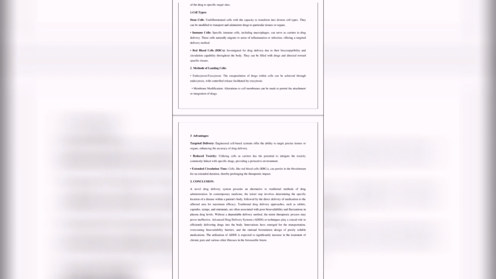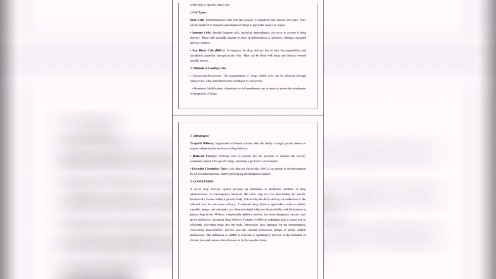Novel drug delivery system, meaning advanced drug delivery system, presents an alternative to traditional methods of drug administration. In contemporary medicine, initial steps involve determining the specific location of a disease within a patient's body, followed by the direct delivery of medication to the affected area for maximum efficacy. Traditional drug delivery approaches such as tablets, pills, ointments, capsules, syrups are often associated with poor availability and fluctuation in plasma drug levels. Without a dependable or reliable delivery method, the entire therapeutic process may prove ineffective.